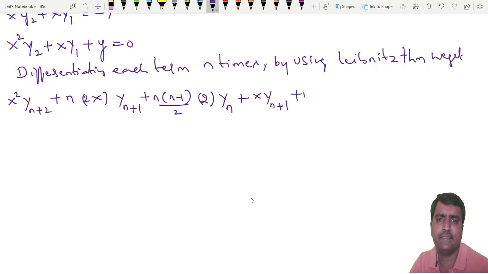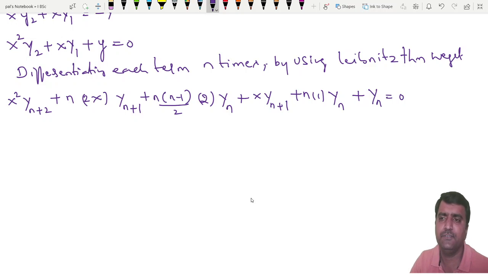Next step, plus n into the differentiation of x, which is 1, and reduce the order, so then it becomes yn. If it is a constant, you stop the process. Plus the nth derivative of y is yn, which is equal to 0.